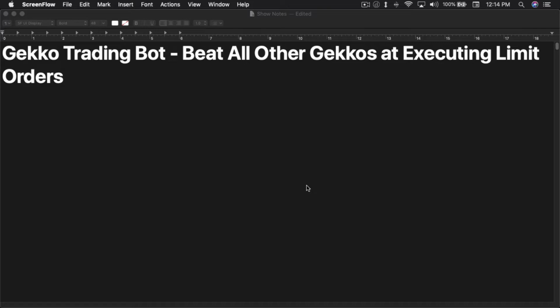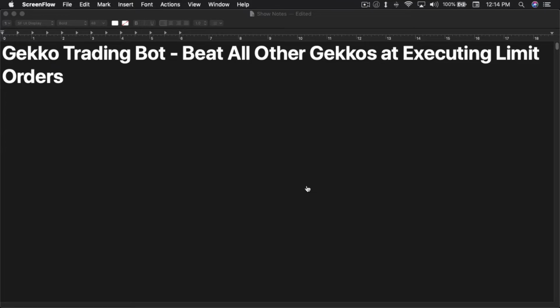Today I want to talk about the Gekko trading bot and how you can beat all other Gekkos at executing limit orders. I came up with this idea mainly because I was looking at step gains, another strategy I've implemented in the past. I actually have it running currently, and it has been making me some gains.